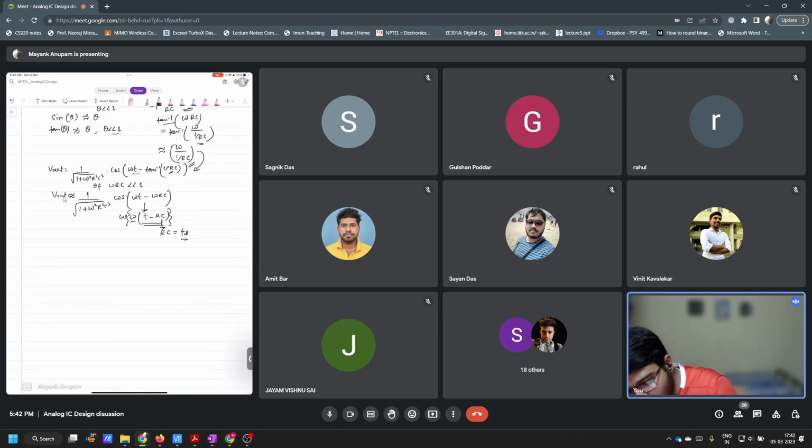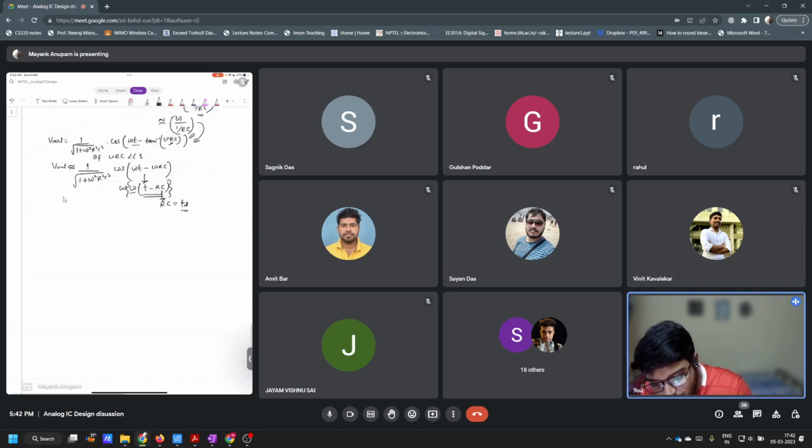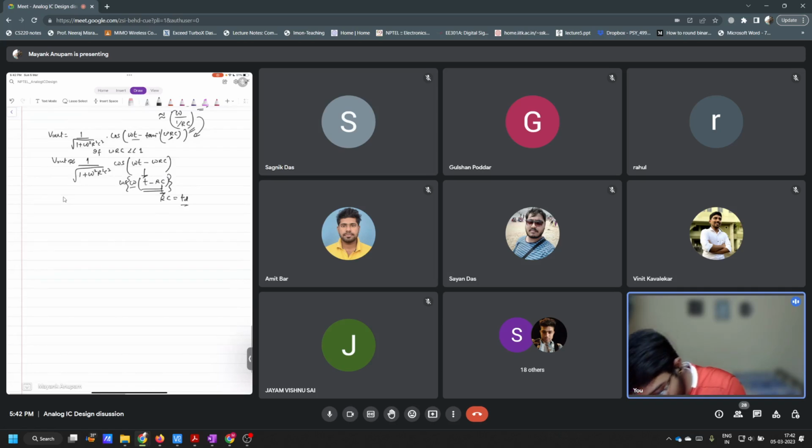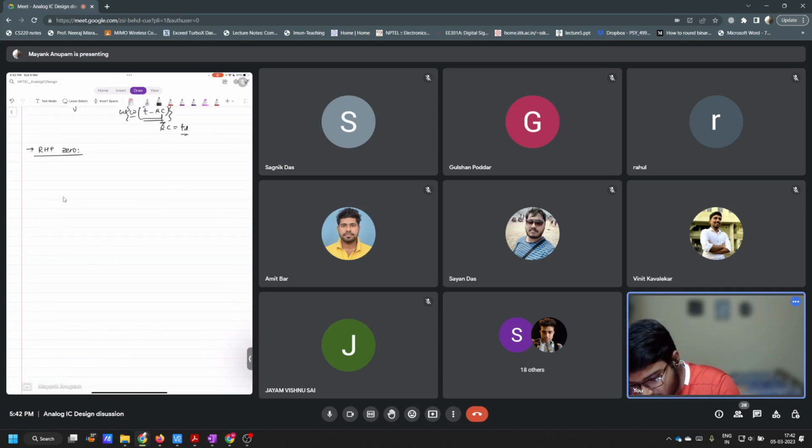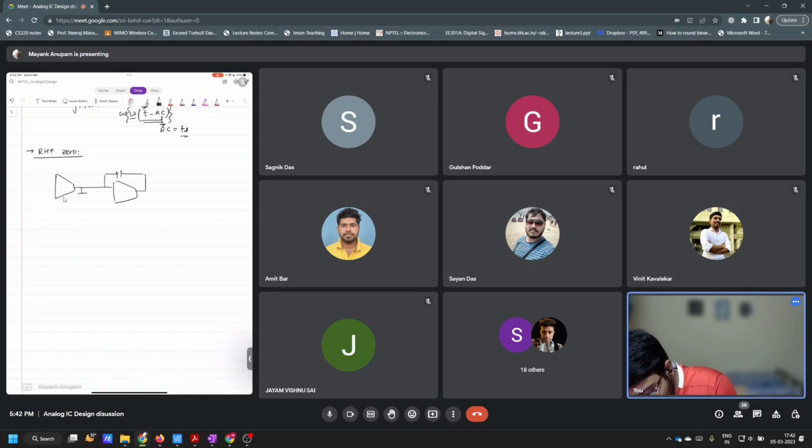Now you also saw a right half plane 0, right? So let's talk about right half plane 0. You remember this. Let's forget about GO1 here. This GM1.